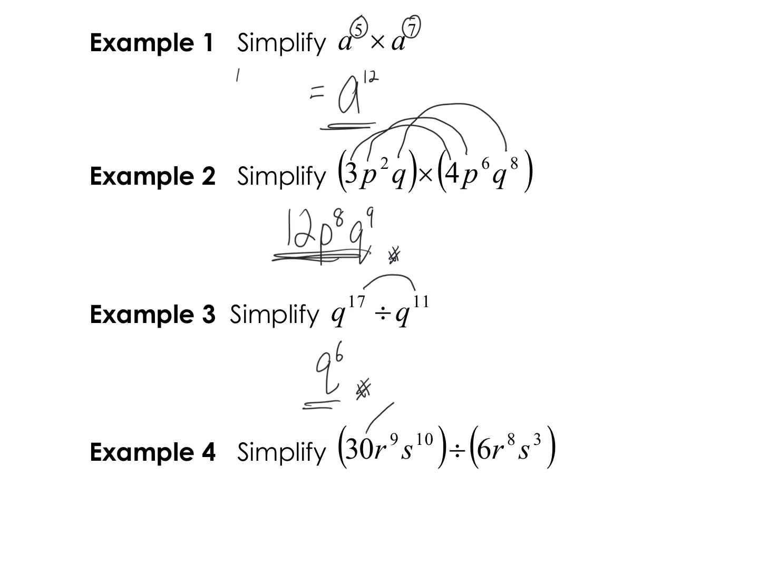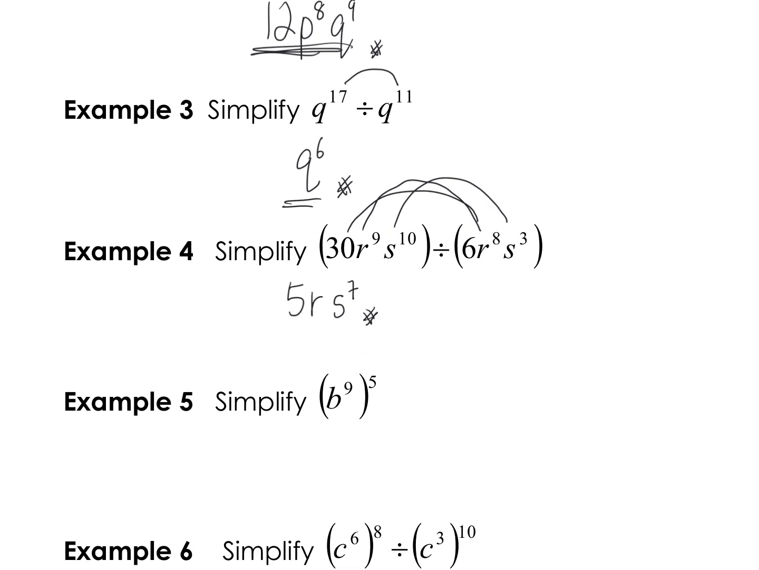Okay, numbers deal with numbers. 30 divided by 6, 5. R9 divided by R8, R1, right? And then S10 and S3, S7. Okay, so power 1 no need to write. Just leave your answer like this. Okay, so deal with the right term. All the like terms, you deal with the like terms.